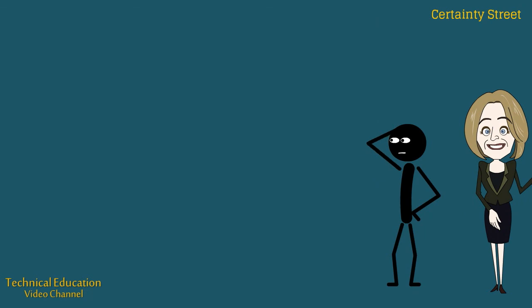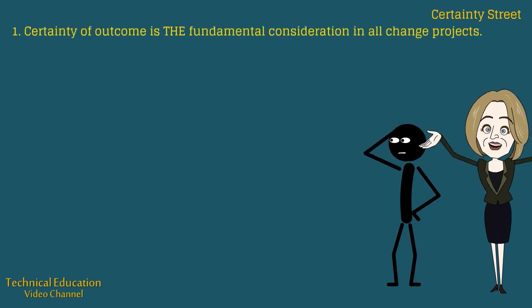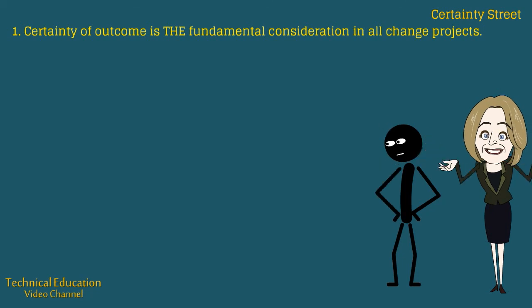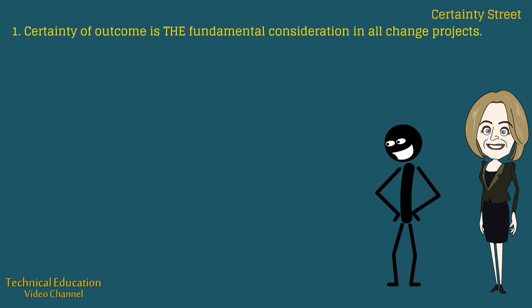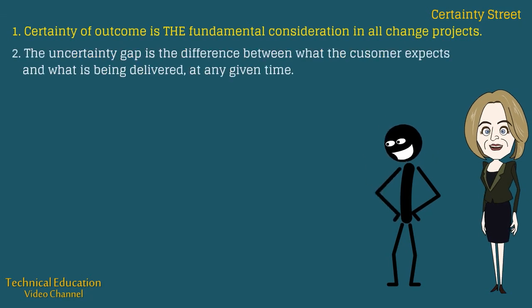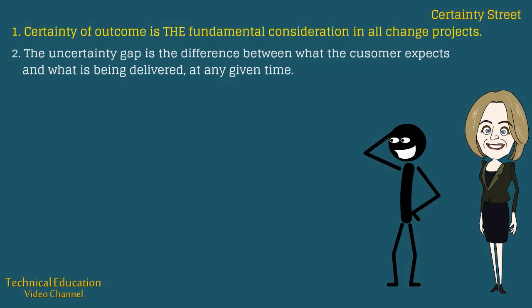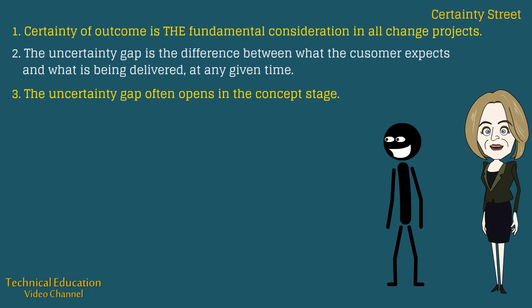Firstly, certainty of outcome is paramount in all change projects. Without it, there is no project, no business, and no business analyst. Secondly, the uncertainty gap is the difference between what the customer expects and what is currently being delivered. It is, in effect, a gap in understanding. Thirdly, the uncertainty gap often opens in the concept stage, when the customer expectation is first formed. This, then, is the most important project stage of all.